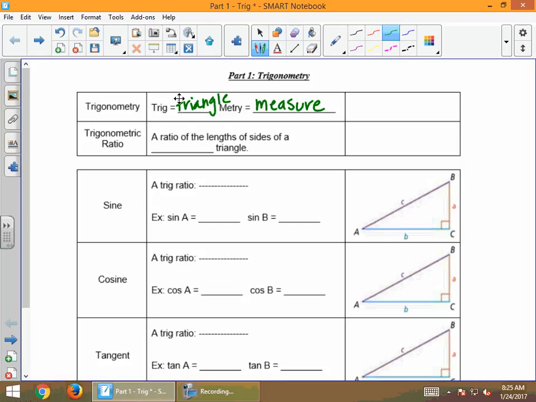A trigonometric ratio is a ratio of the lengths of sides of a right triangle. So the methods that we're going to use today, we can only use on right triangles. And there are three trig ratios that we're going to talk about. The first trig ratio is sine. All sine is the opposite side over the hypotenuse.